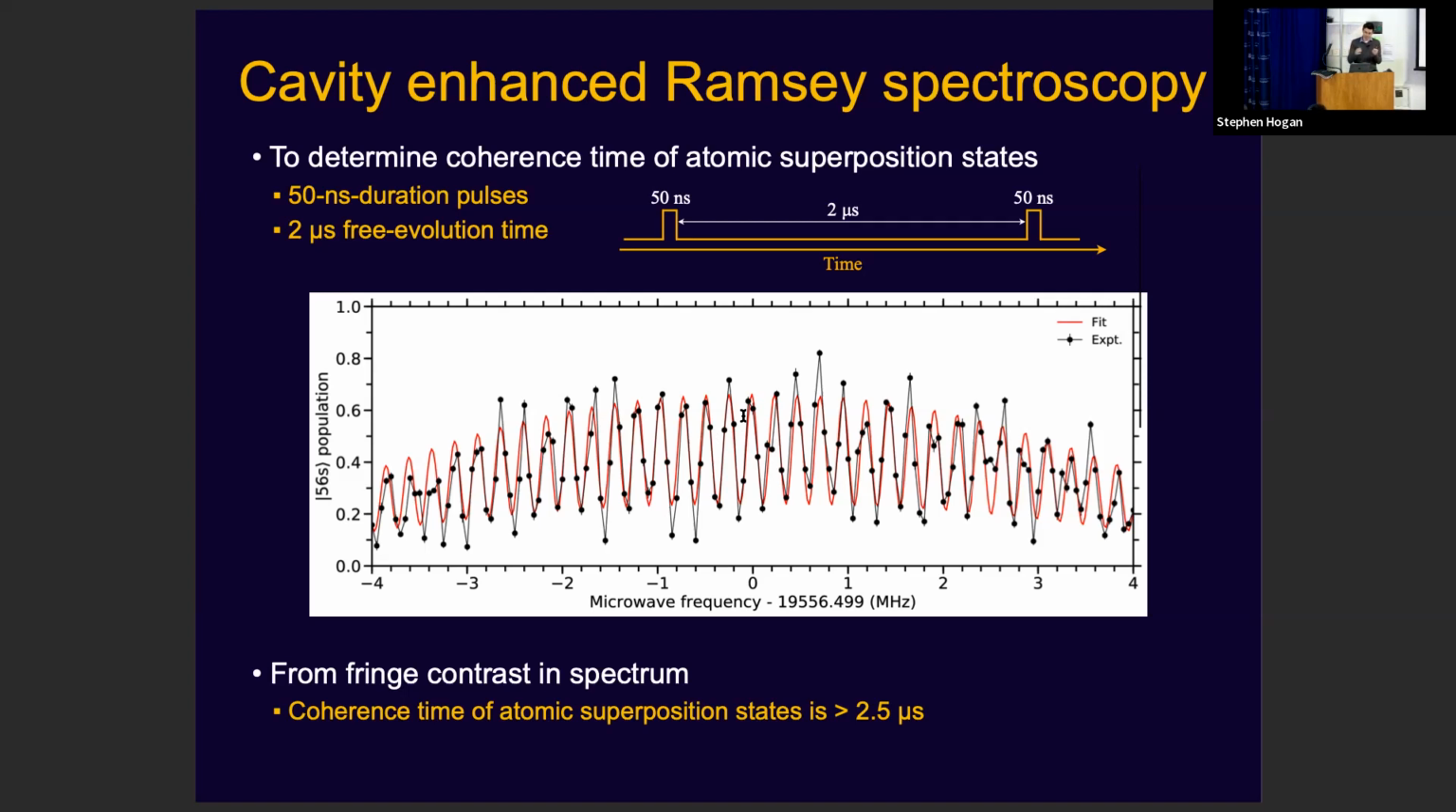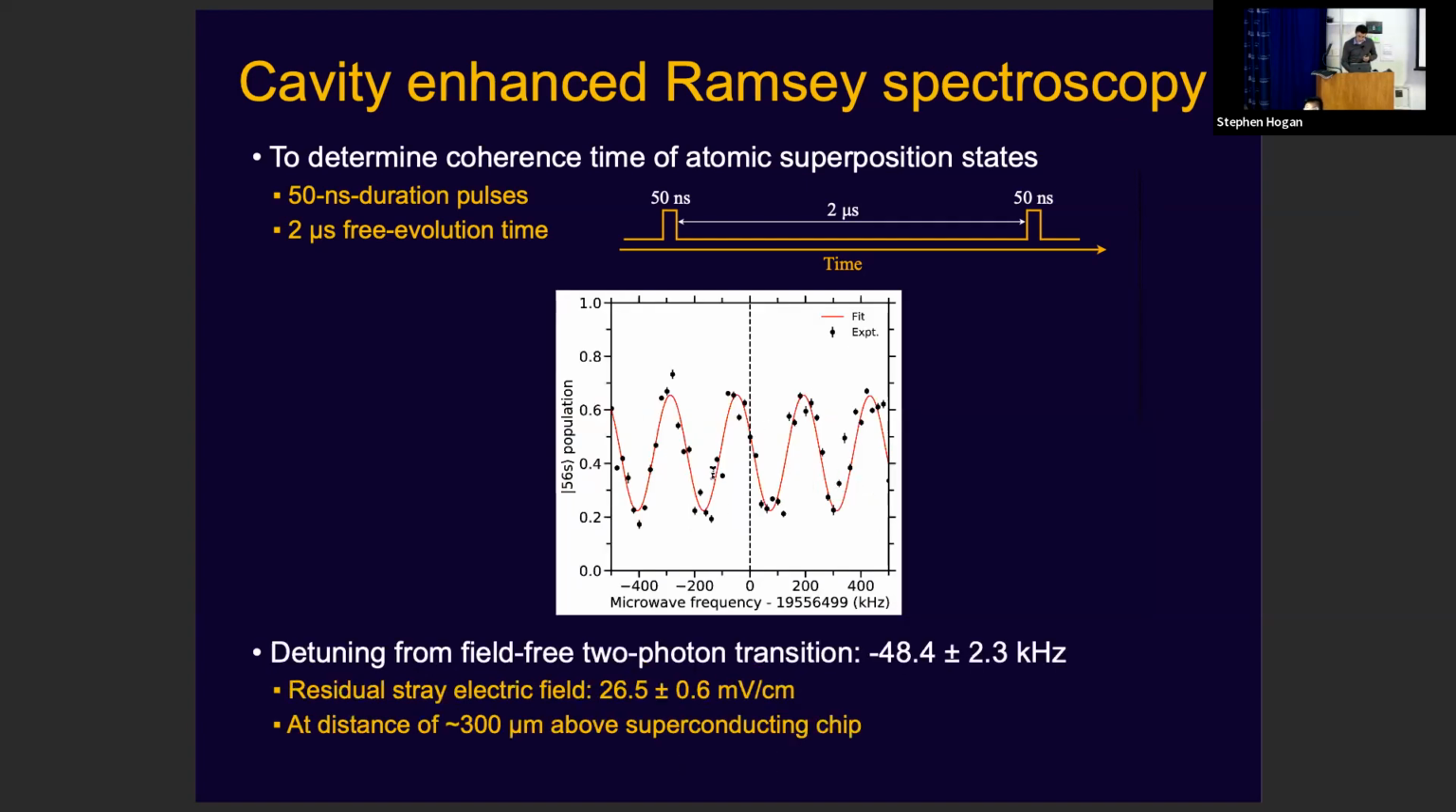because the atoms have now evolved for this 2 microseconds freely. If there were big inhomogeneities in the stray fields, they would go out of phase, or we'd see a lot of decoherence, so we wouldn't see a good contrast in these Ramsey fringes. So this is a zoomed-in version in the middle of the spectrum. We can fit the amplitude of these fringes after this 2 microsecond evolution time.